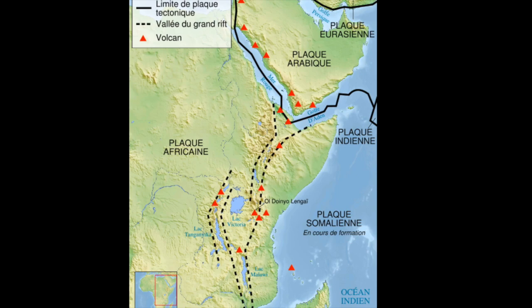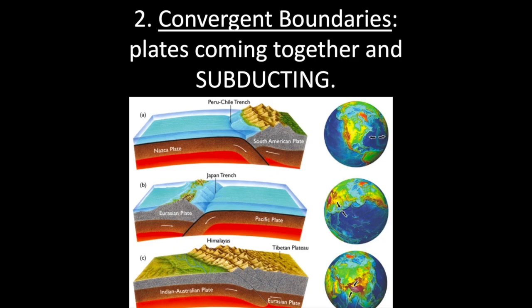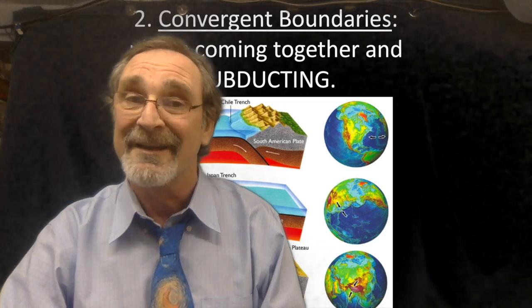And that's what would have happened in Pangea when Pangea was being torn apart back in the early days, 250 million years ago. Now, the next type of boundary we have is the converging boundaries. And a lot of it we're going to be dealing with these converging boundaries where plates are coming together and subducting. Everybody, please write this word down. Subducting.